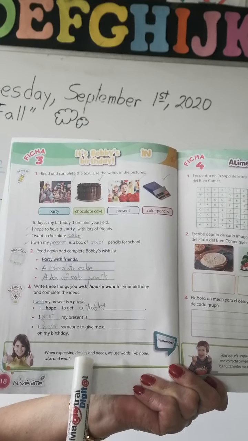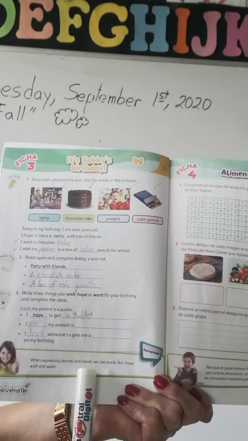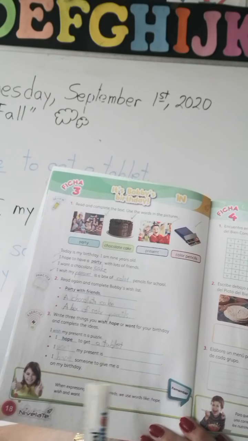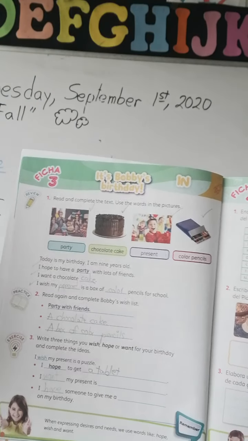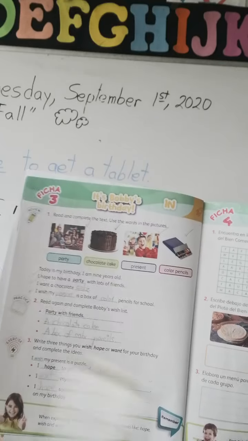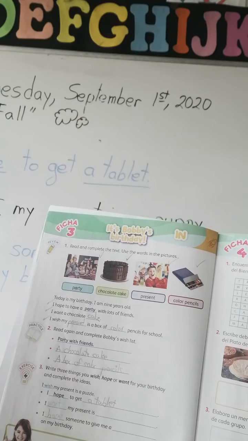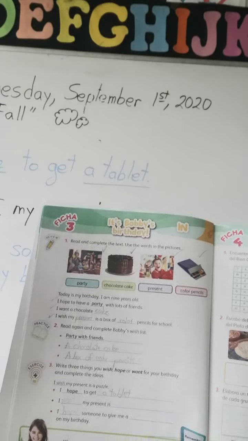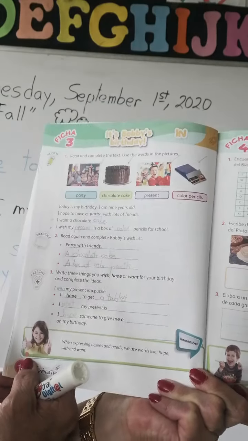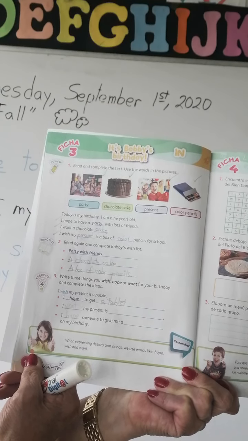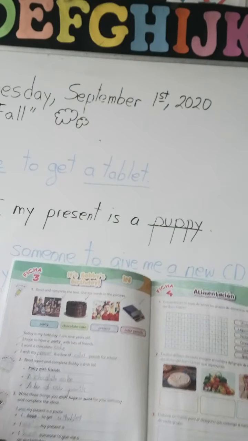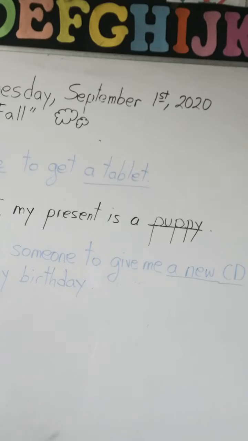Cuando expresamos deseos y necesidades, usamos las palabras hope, wish, and want. Que ya saben que hope es de esperanza, wish es un desear, and want, querer. Okay? And then, well, these are desires, deseos. Okay? So we are going to use these words to express desires. Okay? Well, did you already copy these, kids?